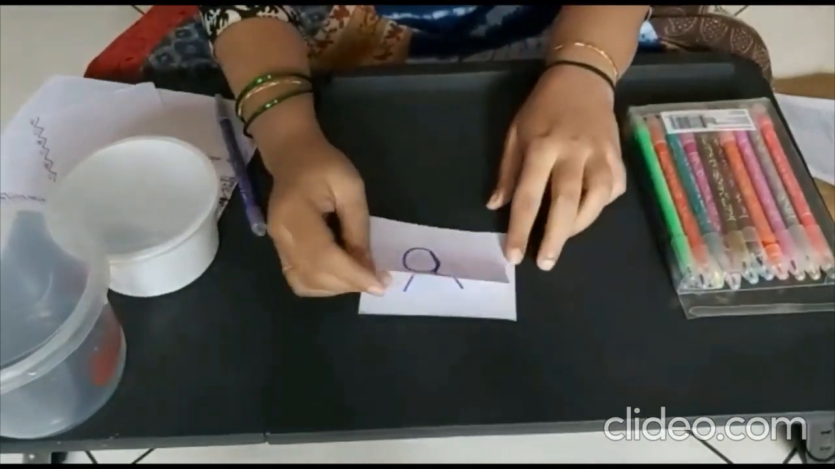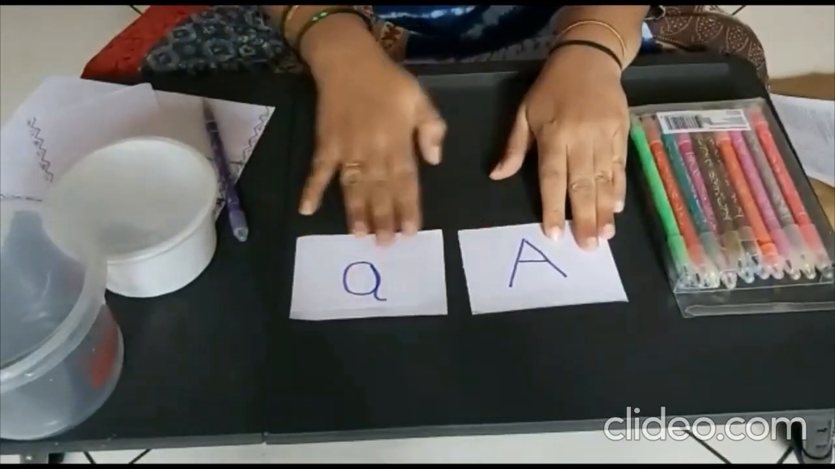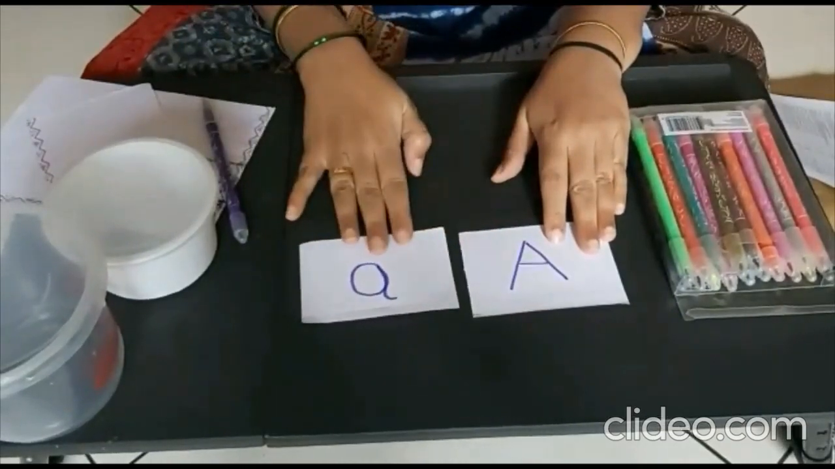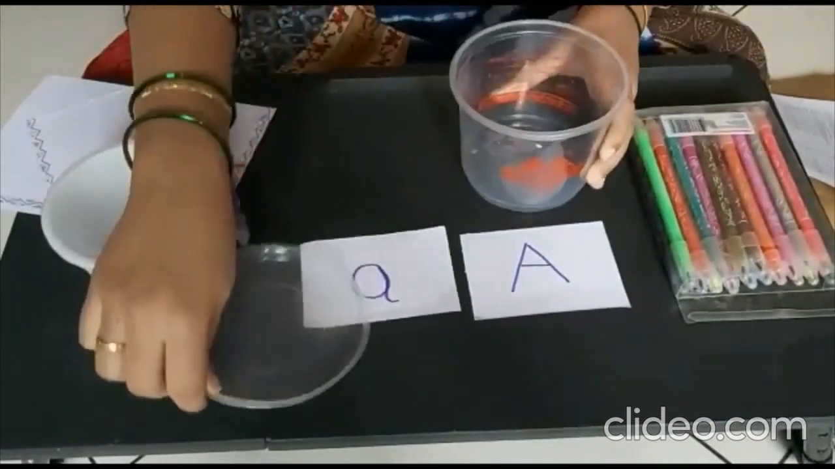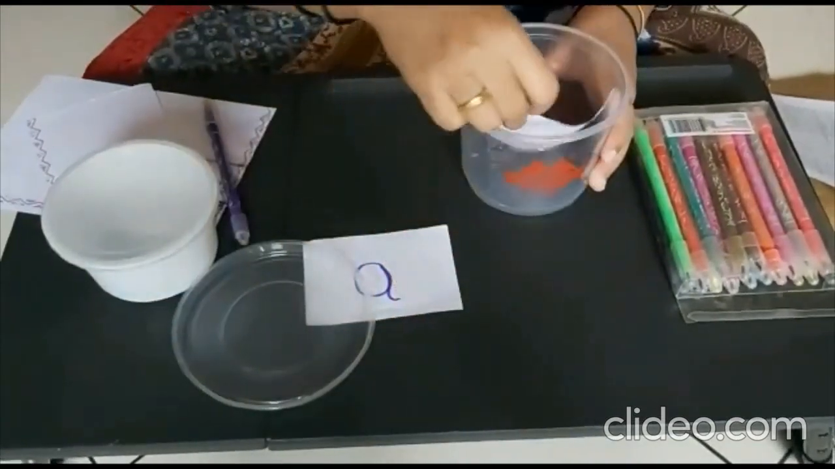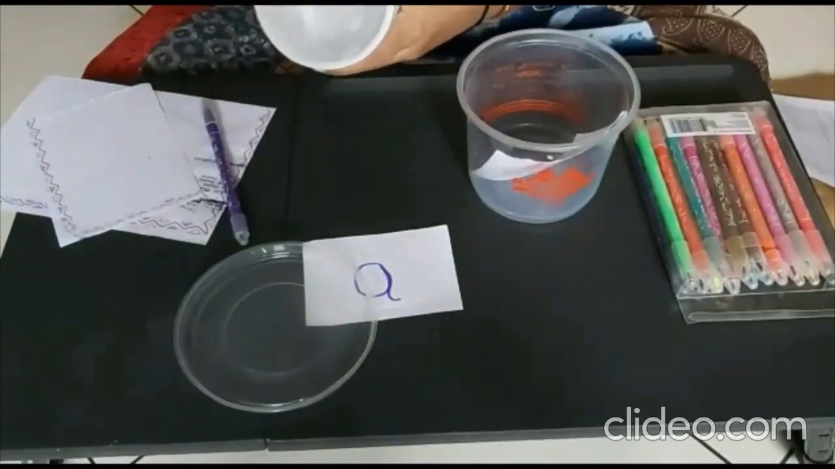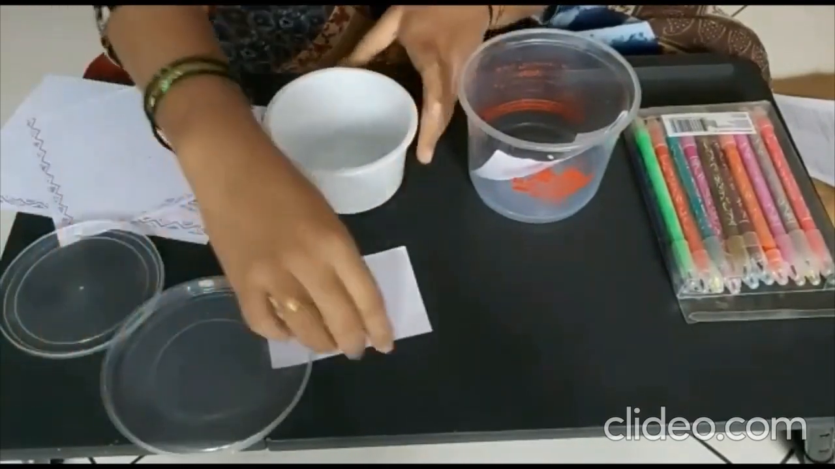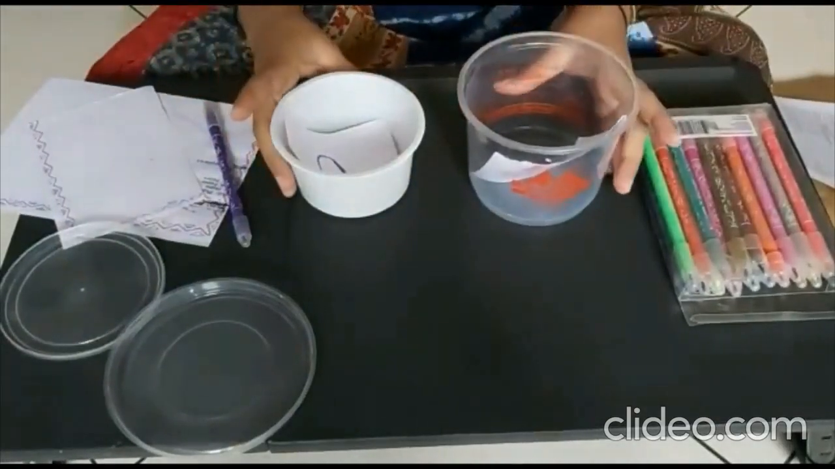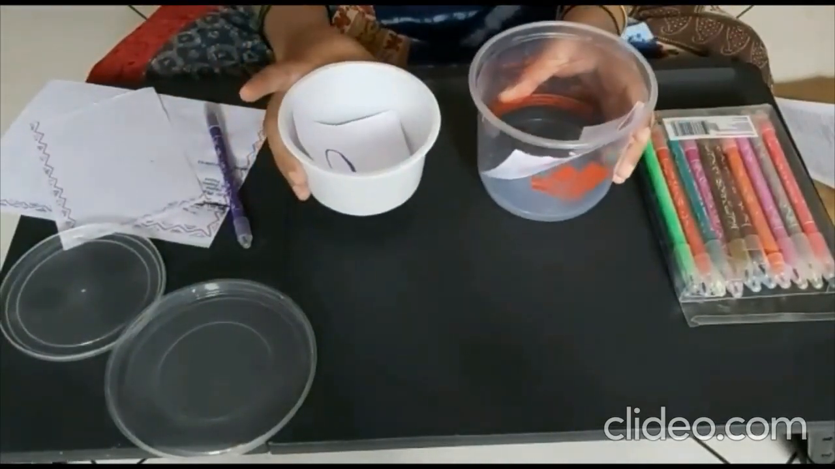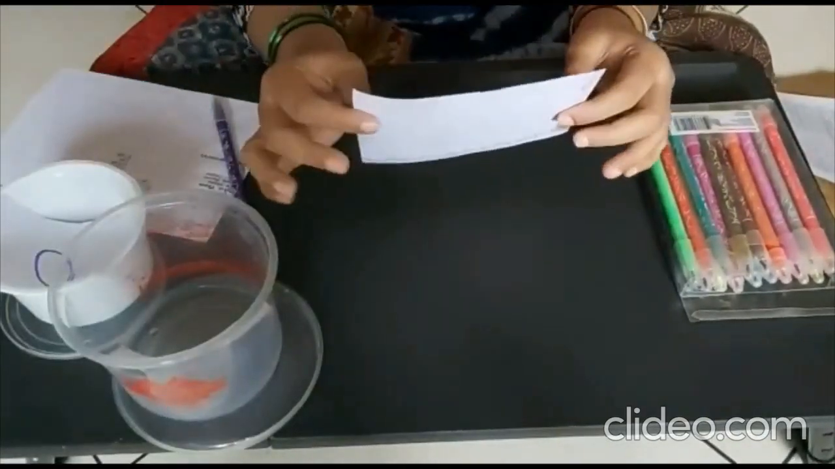Every day, whenever your teacher is teaching your alphabet, don't forget to make a chit like this and place a capital letter in one box. Place a small letter in another box. Your sound box is ready. Isn't it easy?